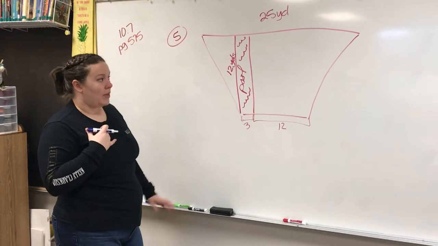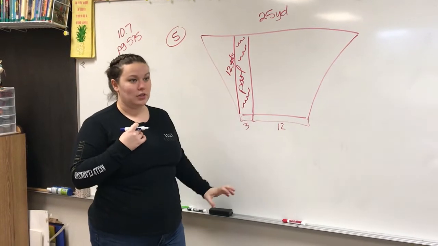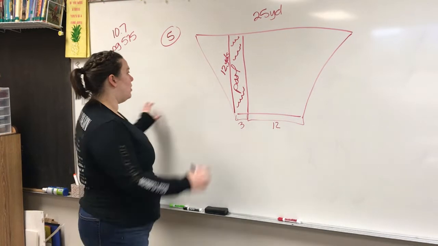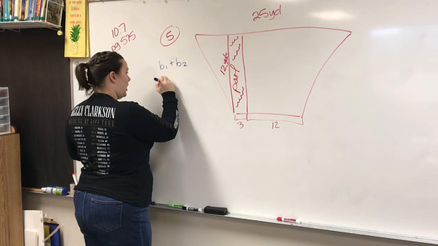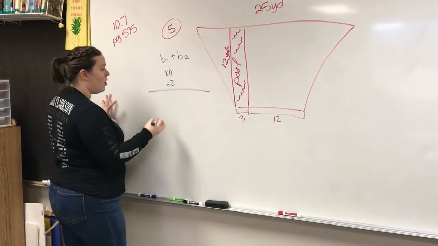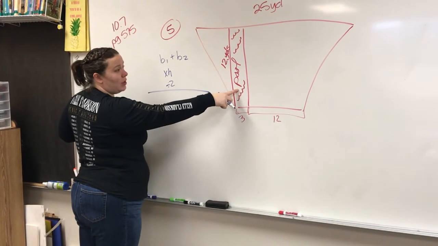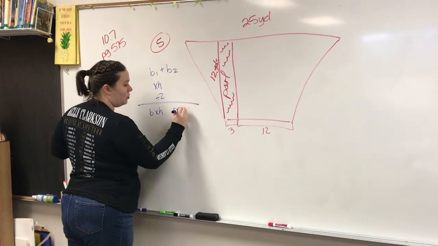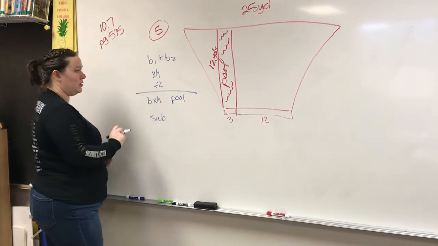Here's how I like to do it. I like to find the area of the entire shape and then subtract the part that isn't grass. So, to find the area of this trapezoid, we have to do base 1 plus base 2 times the height divided by 2. After we figure that out, we are going to find the area of the pool, and that pool is a rectangle. So I'm just going to do my base times height of the pool, and then I'm going to subtract this from that.